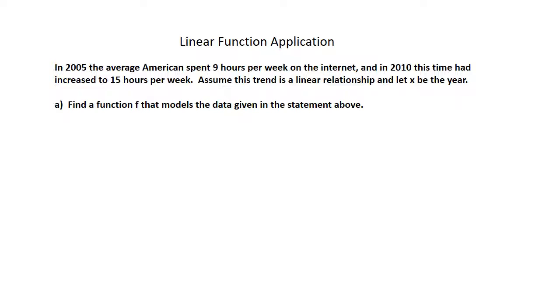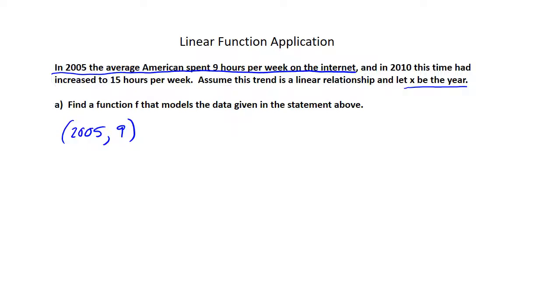All right, to find a function, we have to dissect the data that's given. And if you look carefully, we're actually given, in essence, 2 points in the data set. We're given in this first part of the sentence that in 2005, the average American spent 9 hours per week on the internet. X is the year. The output would be the amount of time spent. So we actually have 1 point, 2005, 9, that links those 2 pieces of information together.